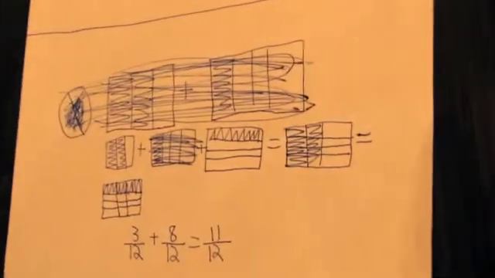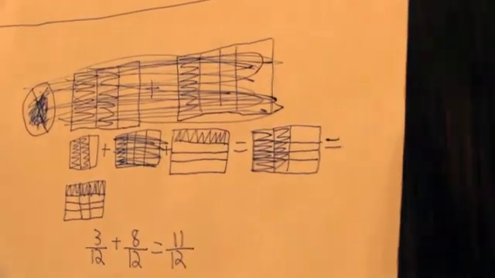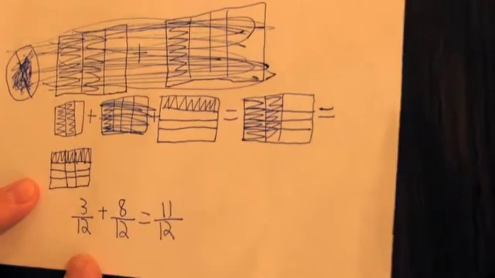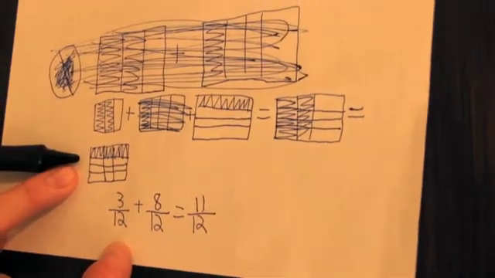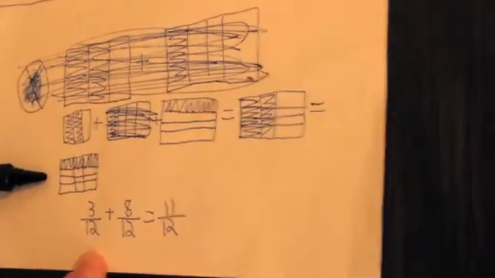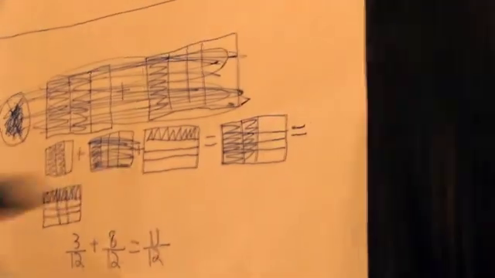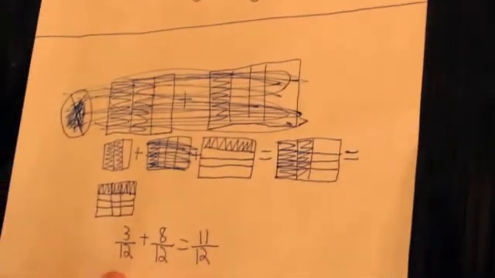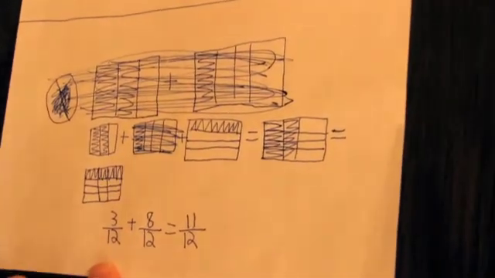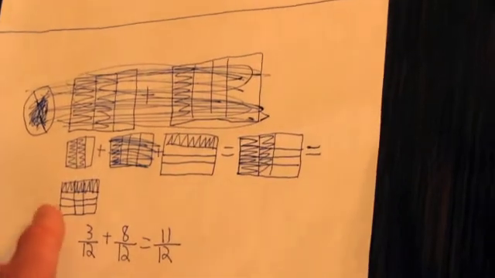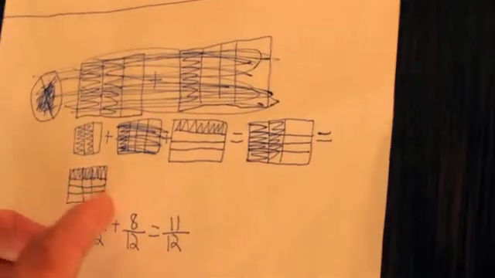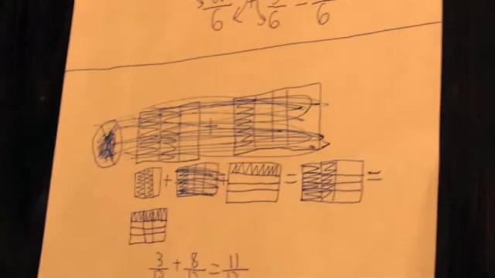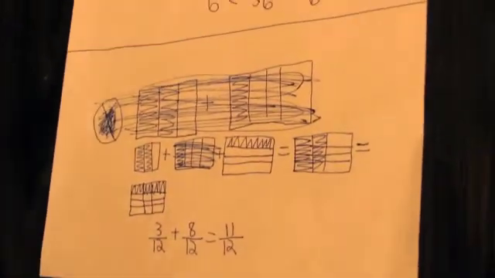That's really interesting. So show me where your 3/12 is. Is that this one? My 3/12 is here. Ah, okay. And your 8/12? Okay, it's that one right there. This is very interesting. I want to ask you another question. How did you decide to divide this by 4 and divide that one into 3s? That took some thinking, didn't it? How did you decide that it was going to be 12 pieces and 12 pieces?